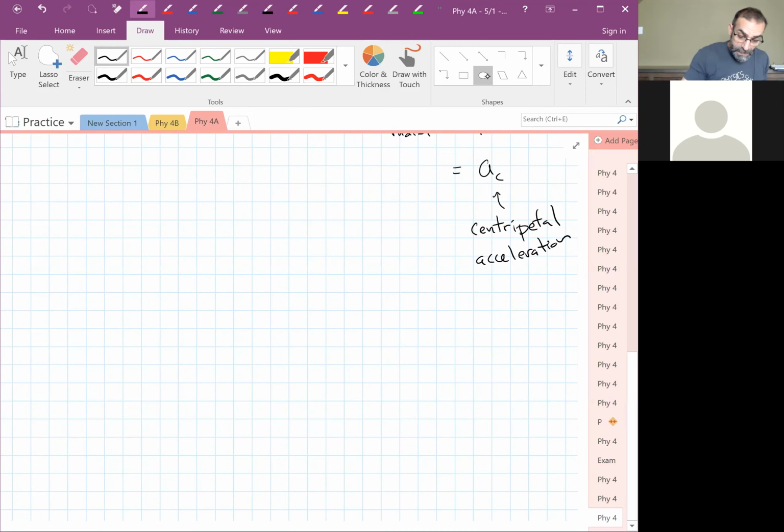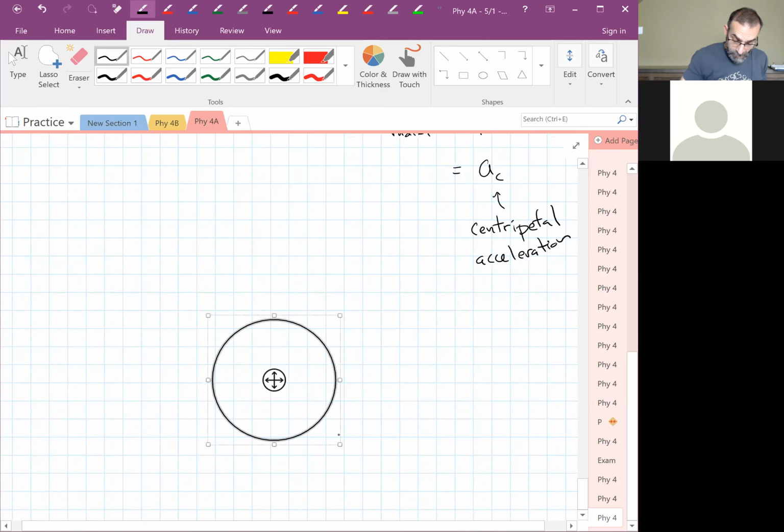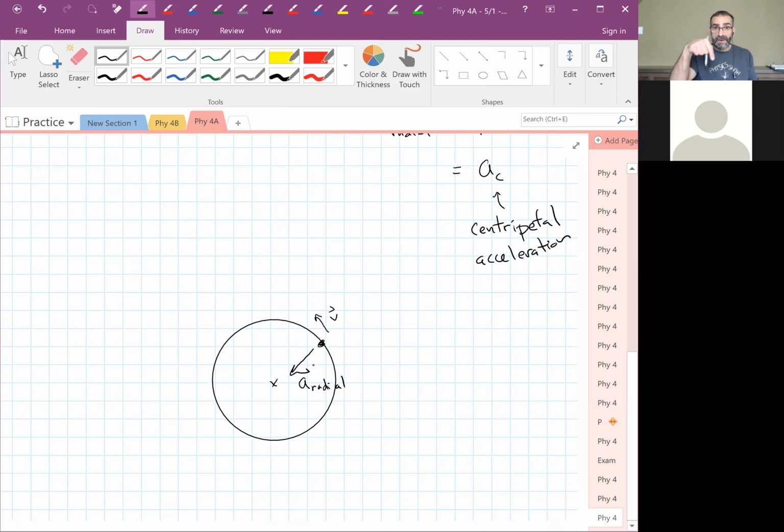Then we have an object moving, and it's moving in some direction here. So there has to be a component of the acceleration that's in this direction, right? We'll call that radial acceleration. That's causing the object to keep moving in a circle, right? There has to be some force pulling in on it.